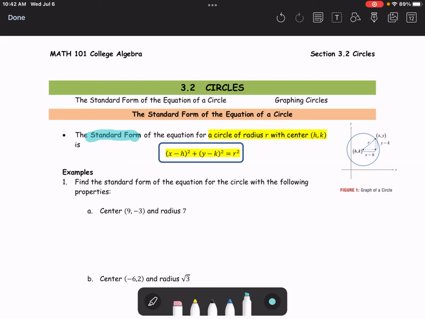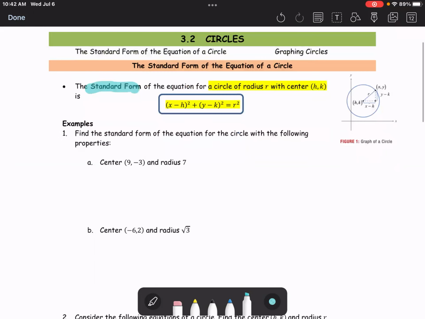For the example, find the standard form of the equation for the circle with the following properties. Part A, the center is the ordered pair (9, -3) and the radius is 7. Let's make a note here. The center is in the form of (h, k) and the radius is r. Therefore, we have h as 9, k as -3, and r as 7.